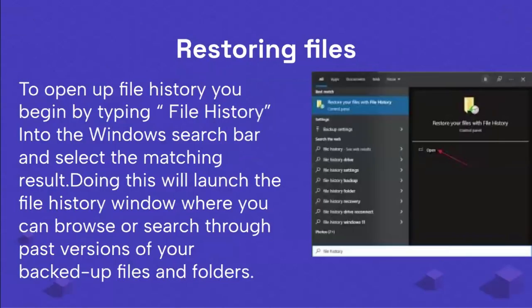Restoring files. To open up File History, you begin by typing File History into the Windows search bar and select the matching result. Doing this will launch the File History window where you can browse or search through past versions of your backed up files and folders.